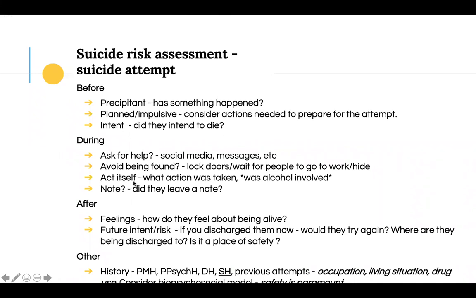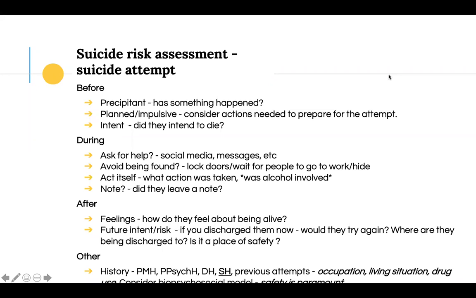So before the incident, for example, if something's happened to them, if they've had a significant life event, if it was planned, which we've discussed before, if it was impulsive, if alcohol or substances such as illicit drugs were involved, and if they had actual intent to die. Some patients will have real intent to end their lives. They are really, really high risk.